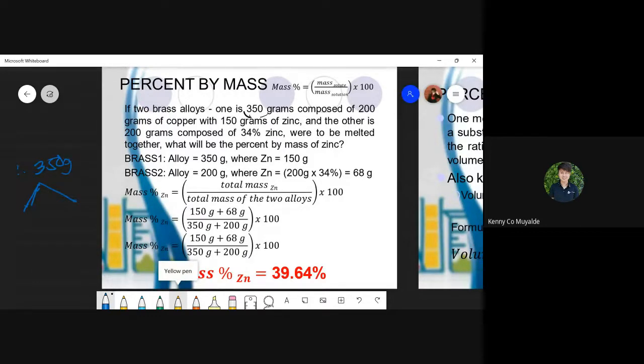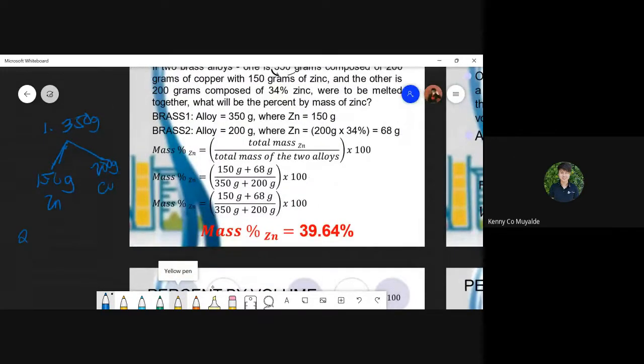The solute is 150 grams of zinc. And yung isa naman ay 200 grams ng copper. So this is alloy number 1. Si alloy number 2 naman daw, 200 grams daw yung ating alloy. So si alloy number 2, 200 grams yung alloy.